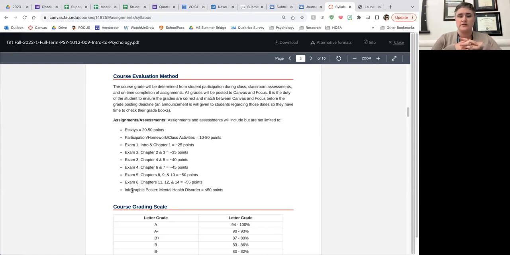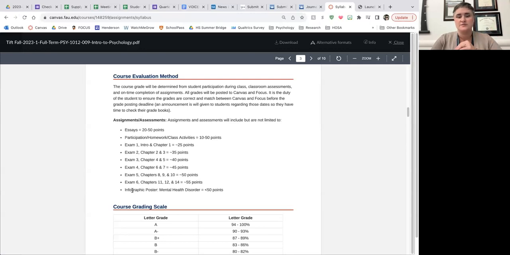Here's the breakdown of where they get their grades. So I sometimes give essays, and the points amount can vary depending on the length and complexity of the assignment. A lot of their grade comes from participation, homework, and class activities. Homework assignments are generally anywhere from 10 to 20 points, depending on how long or how complex the assignment is. So that's available to them. And about 50% of the course credit comes from homework assignments.